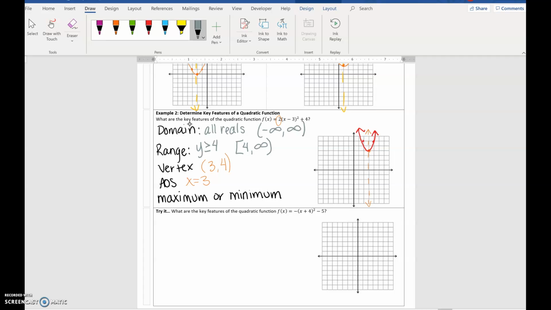And then whether it has a maximum or a minimum, you're looking at the vertex, and here is the lowest point, so it's a minimum. So again, this is the lowest point, so it's our minimum. Go ahead and pause and try the next one.